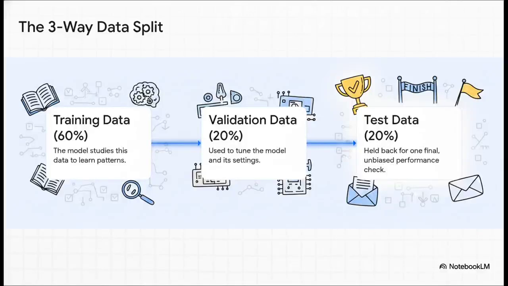So, to stop the model from cheating, we split our data into three piles. The biggest one, the training data. That's the textbook. That's what the model gets to study. Then there's the validation data. Think of this like a practice quiz we use to fine-tune things.